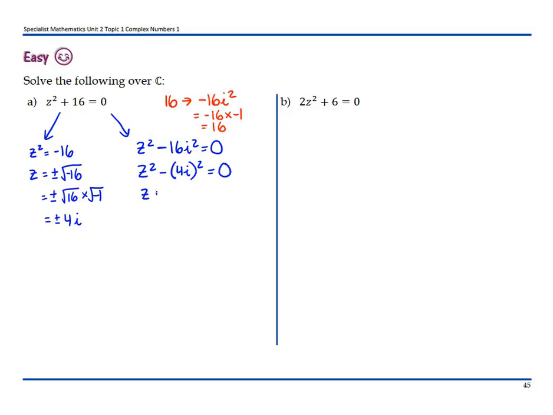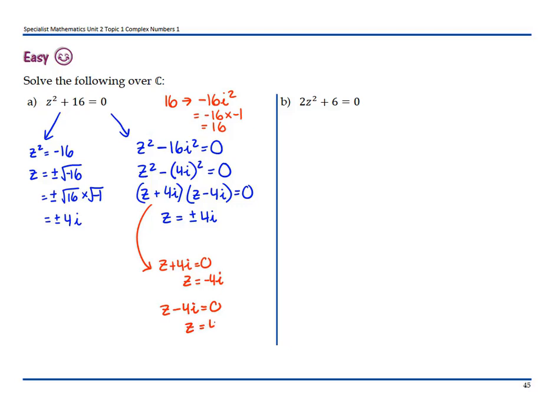So you've got z plus 4i, z minus 4i equals 0. Using the null factor law, z has to equal plus or minus 4i. If you can't see that, remember where you go: z plus 4i equals 0, so z has to be negative 4i. And z minus 4i has to equal 0, so z equals 4i.